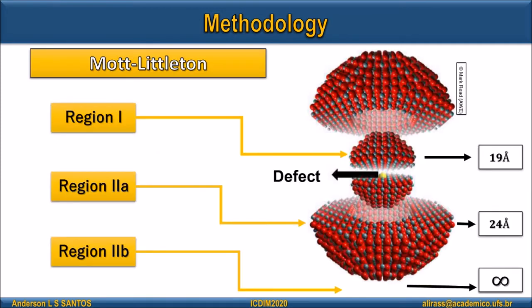And the Mott-Littleton method was used to calculate the defects in the structures, which considers the solid divided into two spherical regions, where region 1 is treated explicitly and the positions of the ions are freely moved to achieve the low energy configurations, while in region 2, the chemical species are treated using a quasi-continuum method. This methodology has already been successfully applied in several works for different materials.